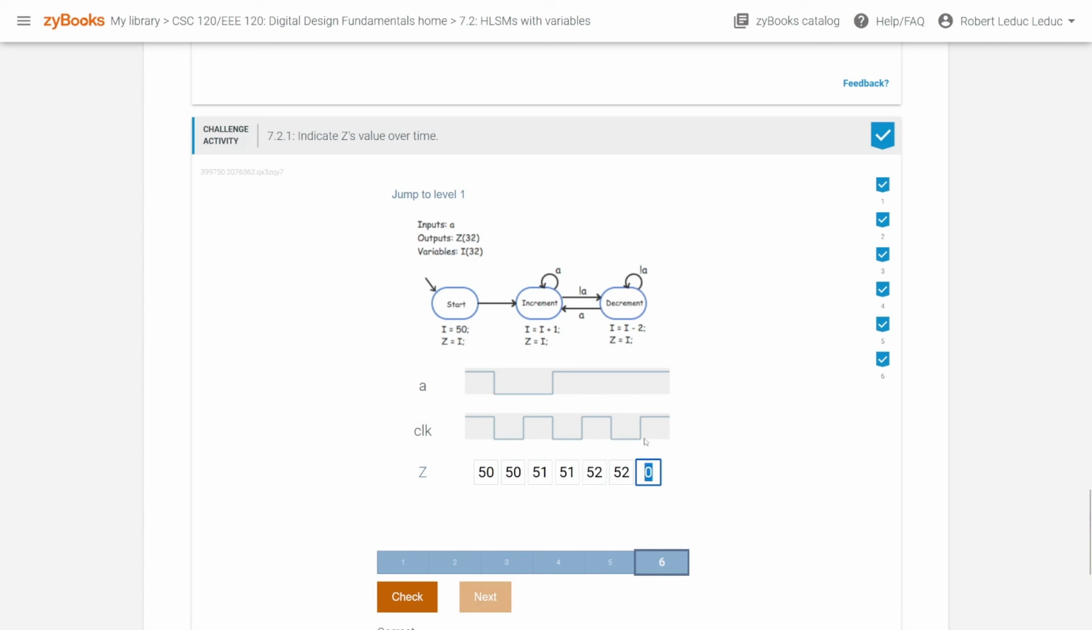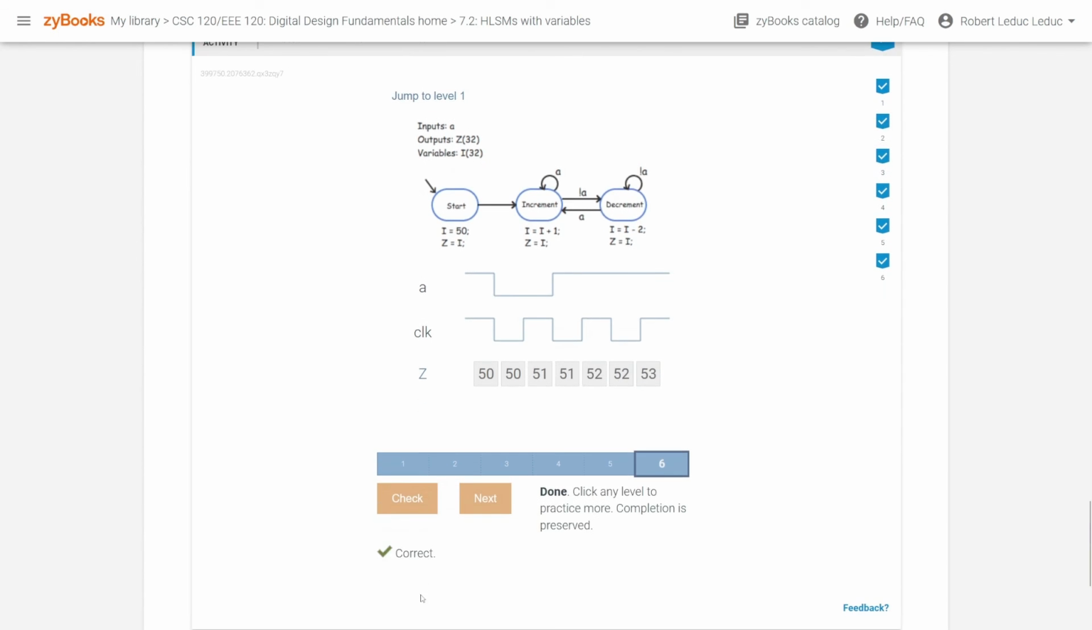And then for the final rising edge, the value of A is still 1. So we will repeat that same function again, cycling back to the increment state. We will increment I, which is currently 52. Adding 1 to that will give us a new value of 53, and setting our output Z to I gives us an output value of 53. Then when we check our answer, looks like we were correct on that one as well.